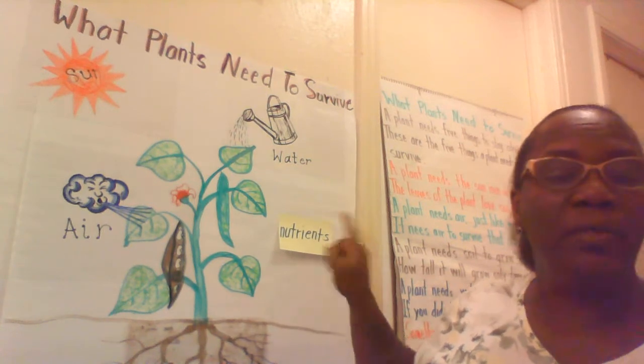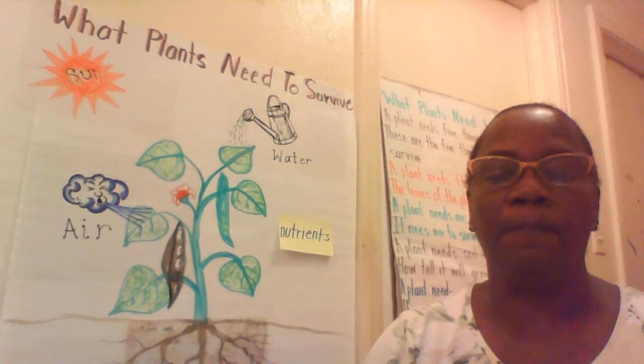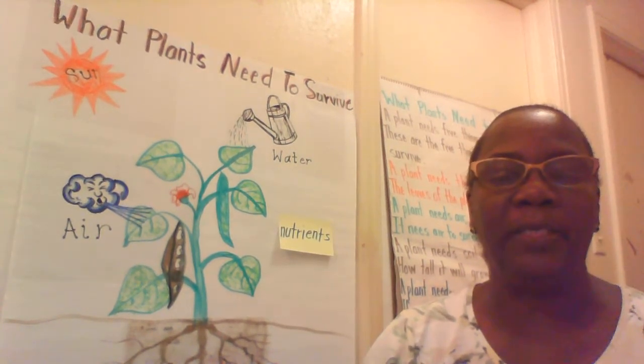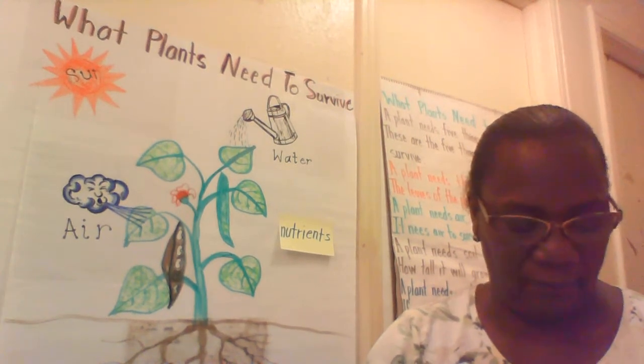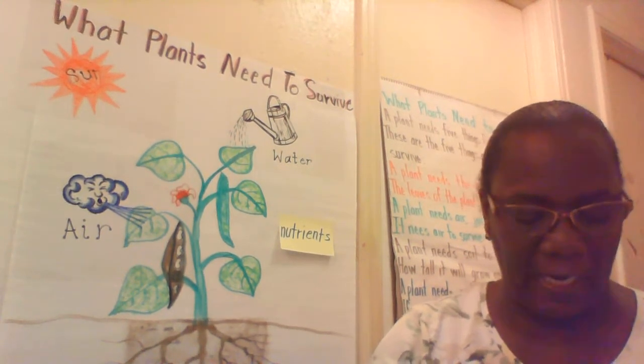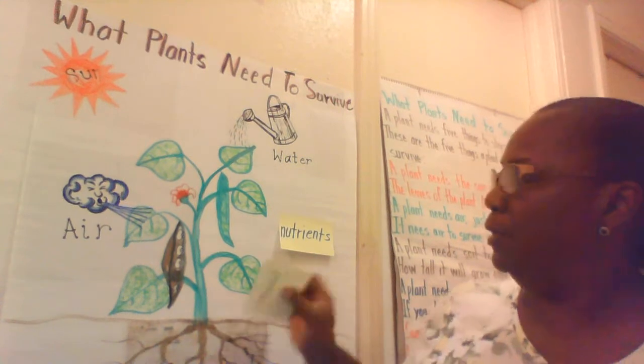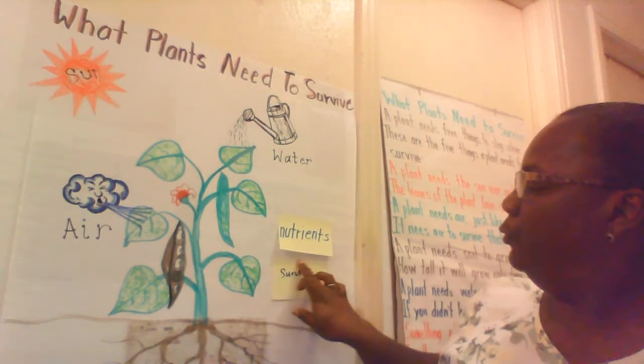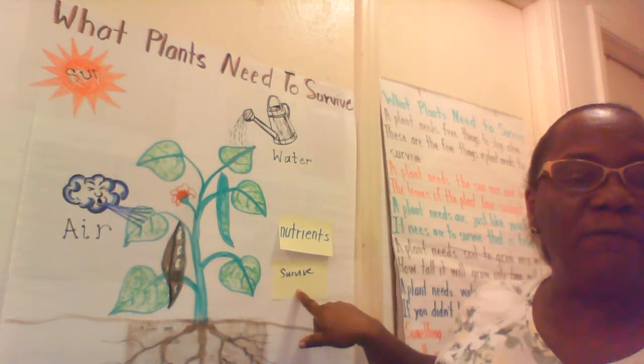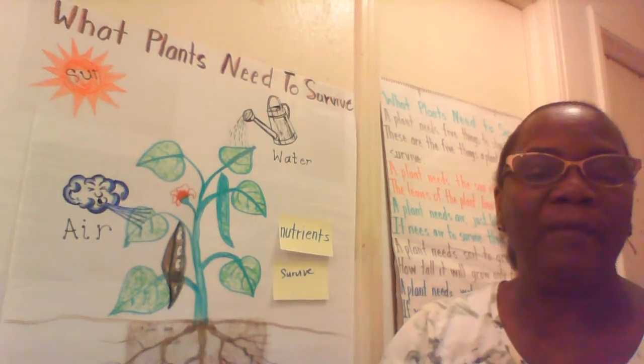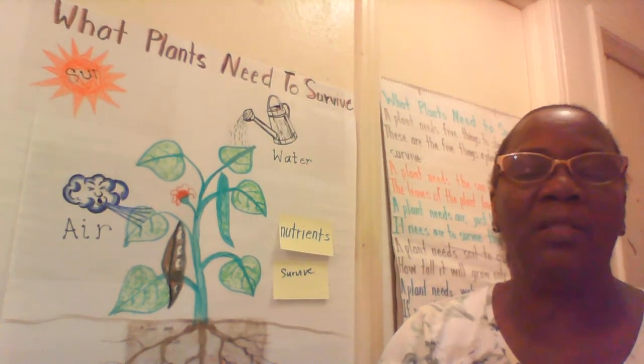Plants need nutrients in order to grow. Our next word is the word survive. Here is the word survive. Let's say it together. Survive. Great. Here is the word survive. And survive means to stay alive.